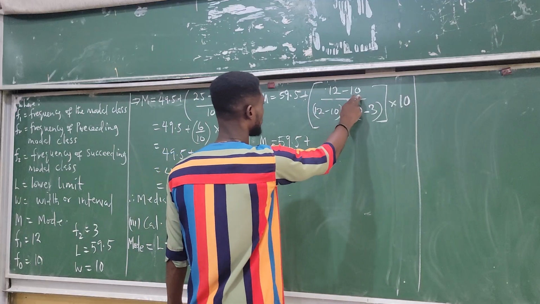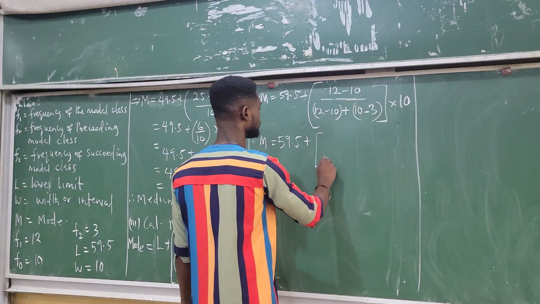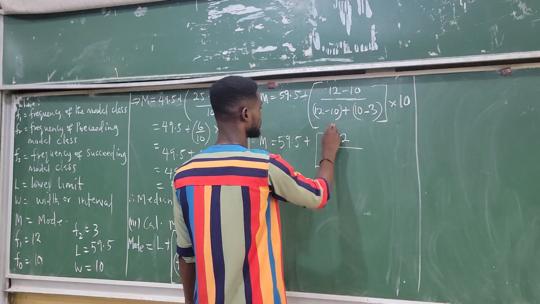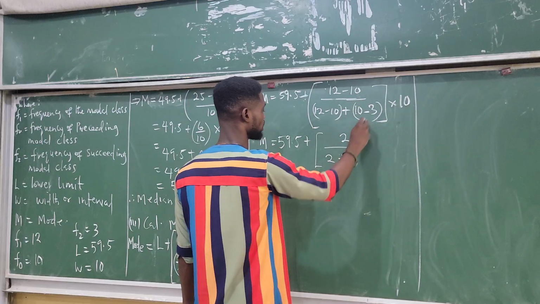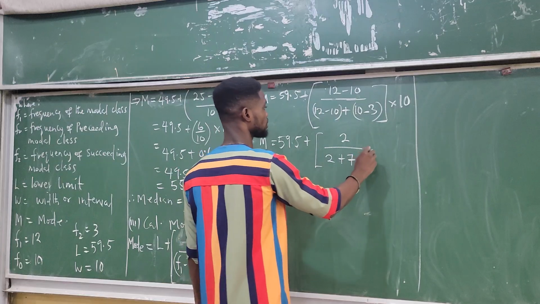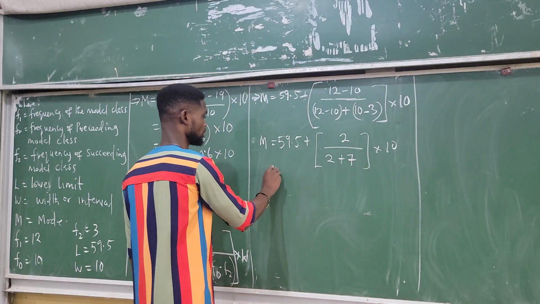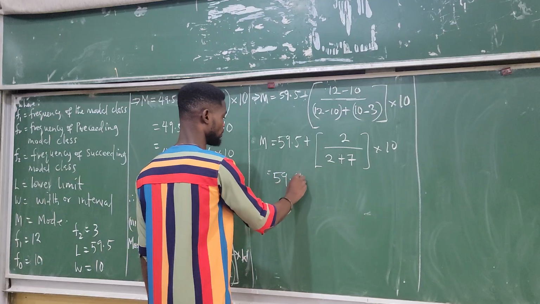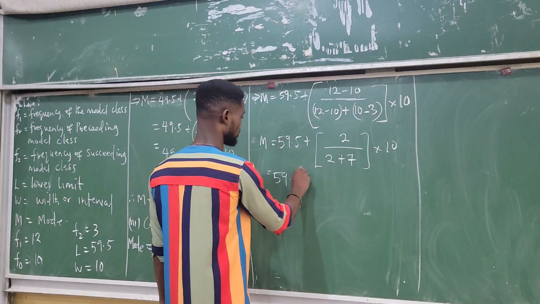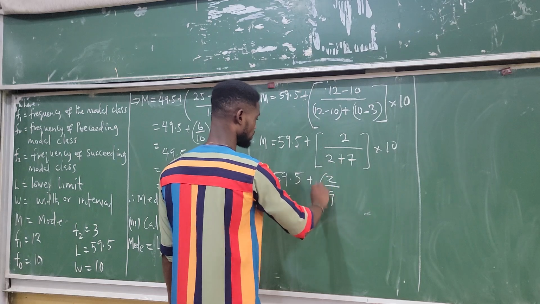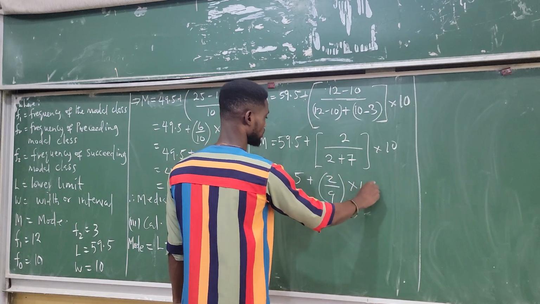plus 12 minus, will give you what? 12 minus 10 is 2, over, that is 2 plus 10 minus 3, is 9, times 10. So this is 59.5 plus 2 over 9 times 10.